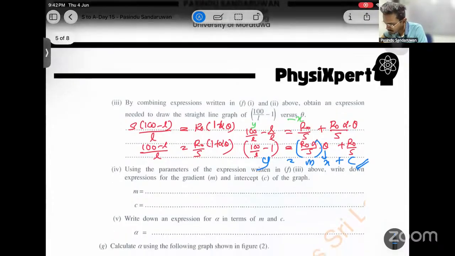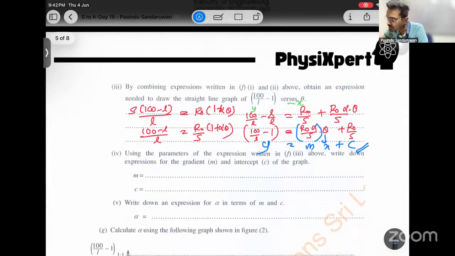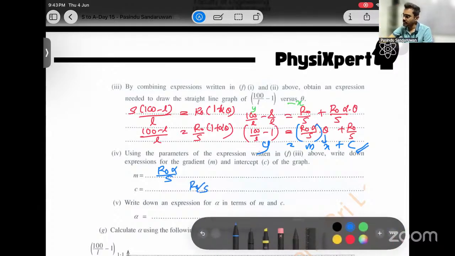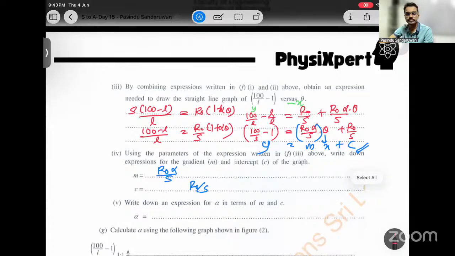Next, using the parameters of the expression written above, write down expressions for the gradient and intercept of the graph. The gradient is R naught alpha over S. The intercept is R naught over S. Again, very straightforward.